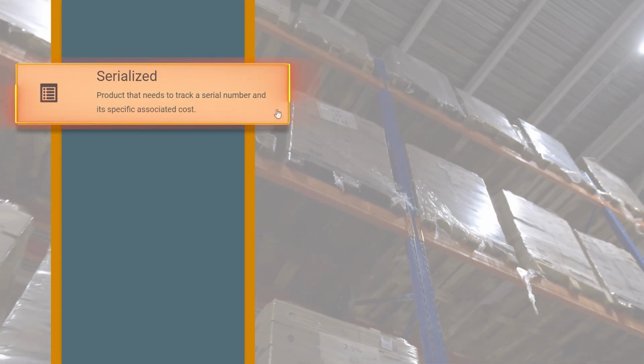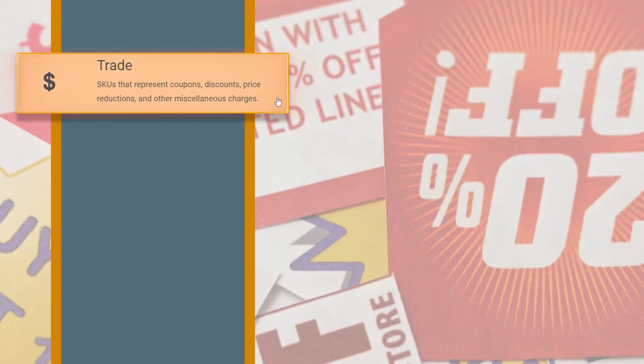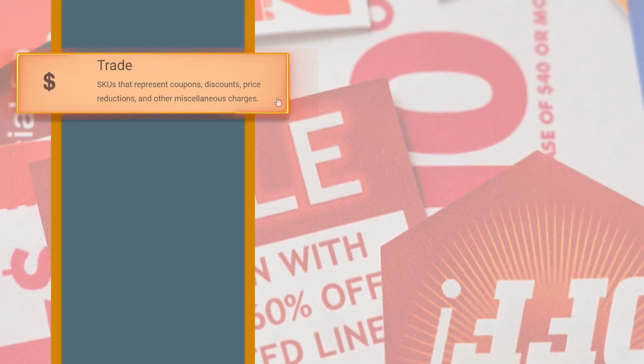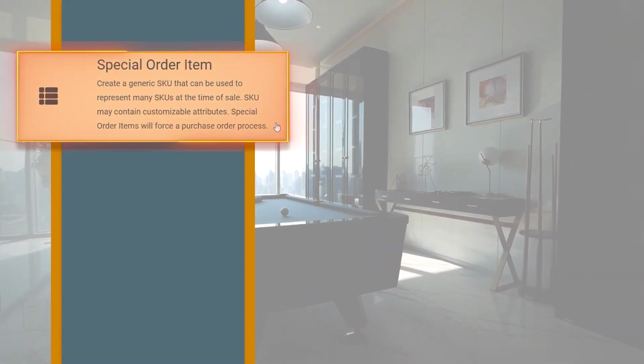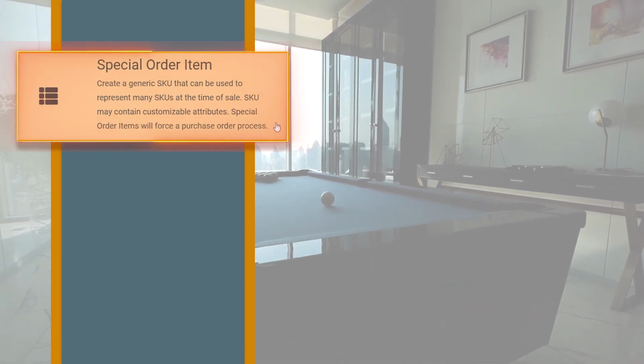Serialized SKUs are products that have serial numbers and need to be tracked via those serial numbers. Trade SKUs are coupons, discounts, price reductions, and other miscellaneous charges and credits. Special order item SKUs are products that you don't keep in inventory because they're made to order.